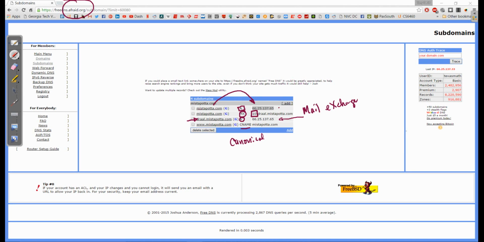to ensure that email sent to that domain doesn't get bounced. Now, if I was running my own name server, then I would have another field called NS, and it would have the IP address to my domain name server. But because I'm using this website as my domain name server, I don't have that field here.